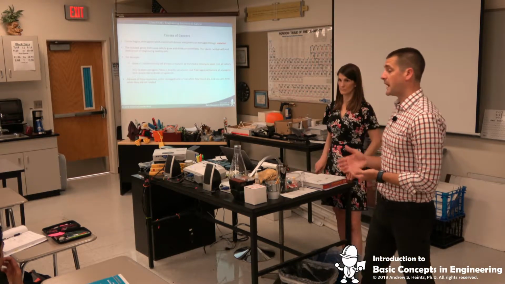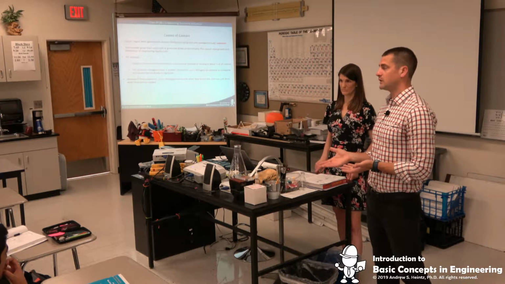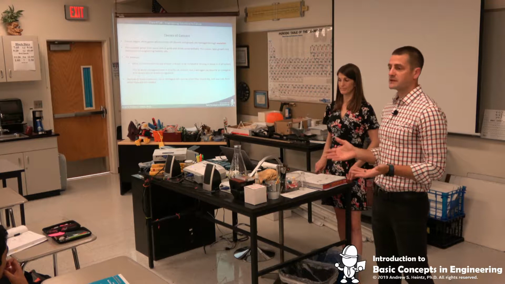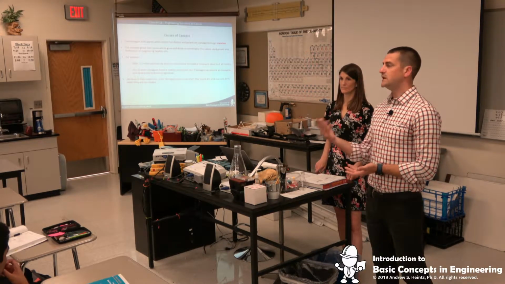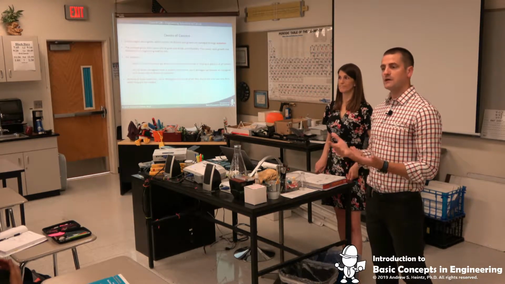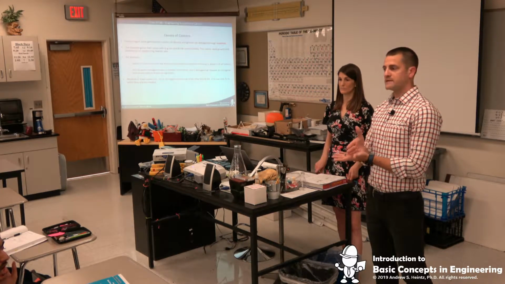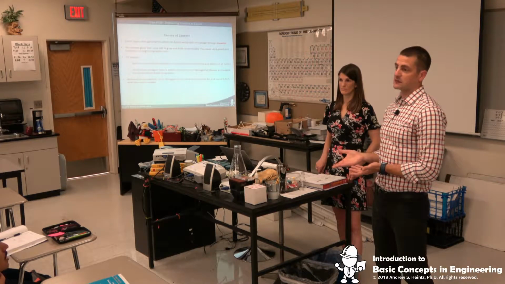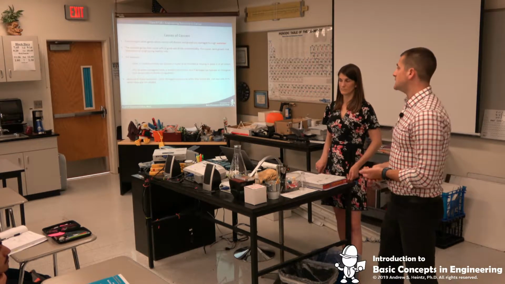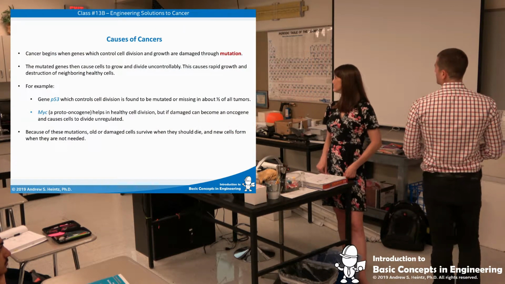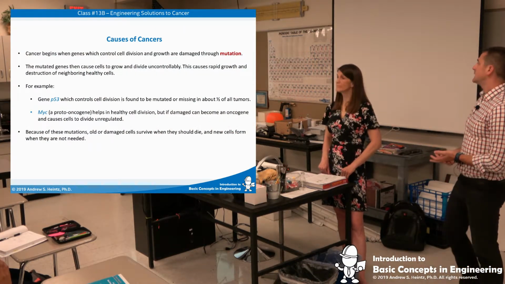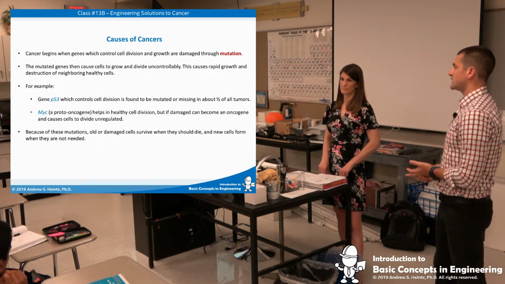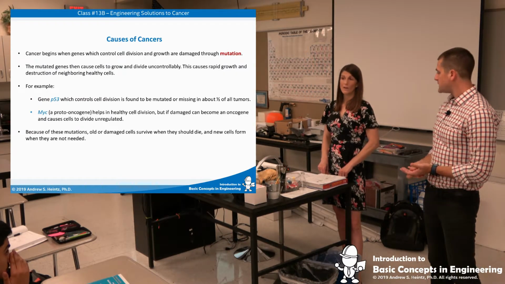And that is, by and by, why the longer you live, the more likely you are to get cancer, because you've had more and more cell divisions. Plus, obviously, other things can impact that, such as X-rays, UV radiation, anything like that, right? That could make a cell division go wonky, or we could actually damage a cell in some way, preventing it from replicating in the proper way. So these mutated genes then cause cells to grow and divide uncontrollably. This causes rapid growth and destruction of neighboring healthy cells. So, would you mind talking about gene P53?